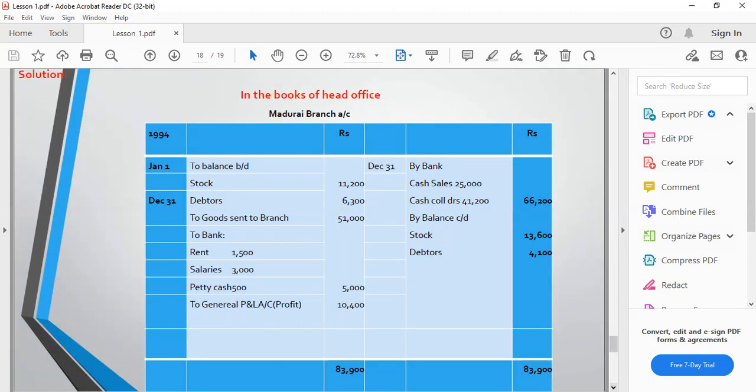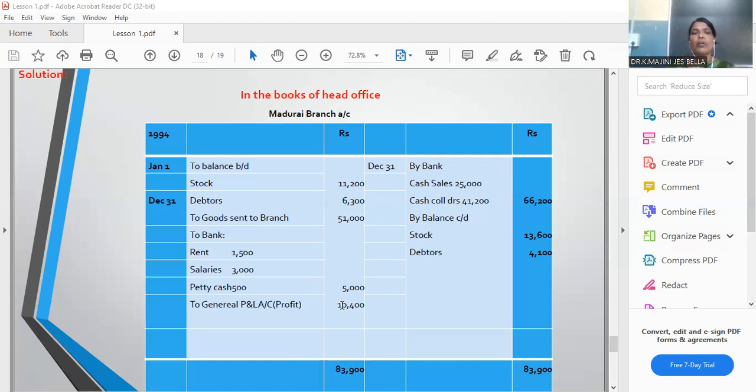Now put the total on both sides. 83,900 is the credit side total, right? How much is the credit side total? 83,900. Put that total amount on both sides. So the credit side total is higher than the debit side total, right? So just subtract, 83,900 minus the opening balances, goods sent to branch, and the other expenses. You will get 10,400.